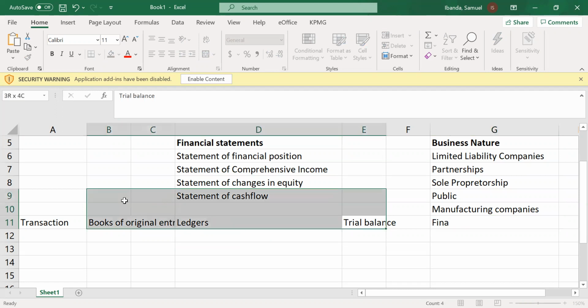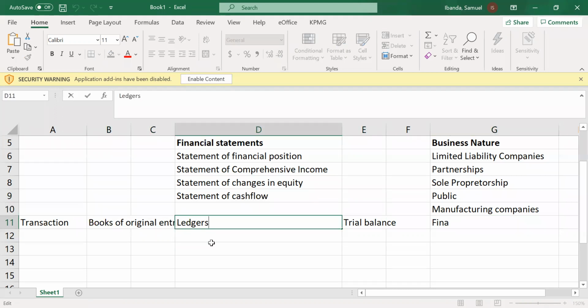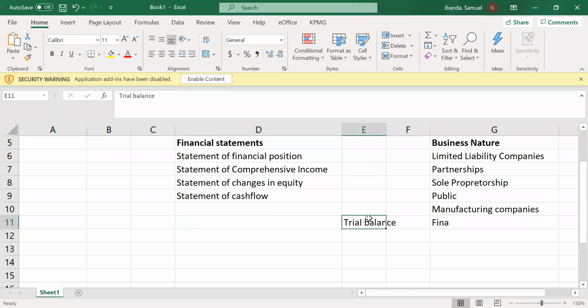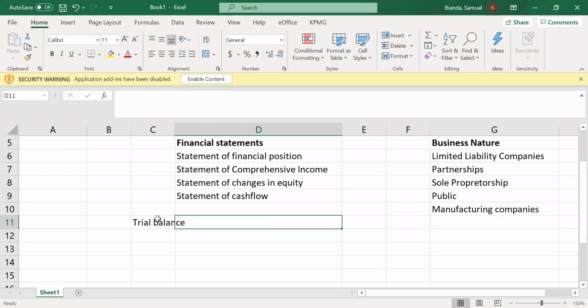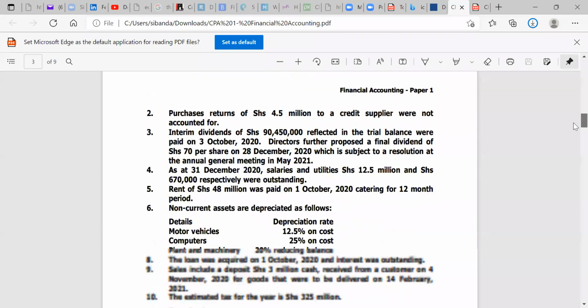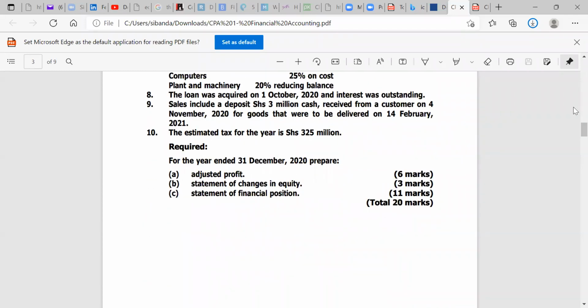So in most cases, you'll find that the examiner will bring you an already prepared trial balance. And in that trial balance, they want you to prepare the respective financial statements. So it means they have already done the other work for you. When you get such a question, you already have a trial balance prepared for you, and you now have to do the financial statements.